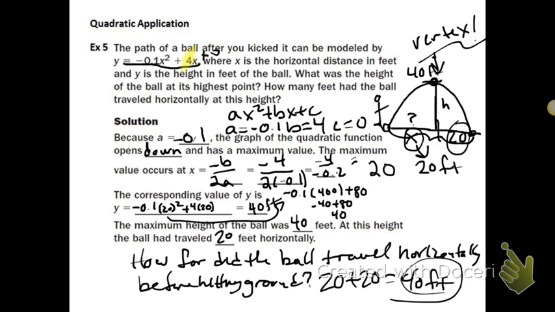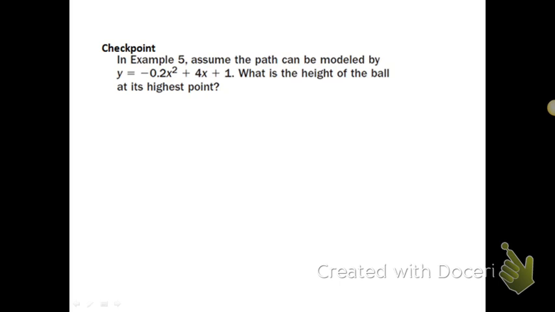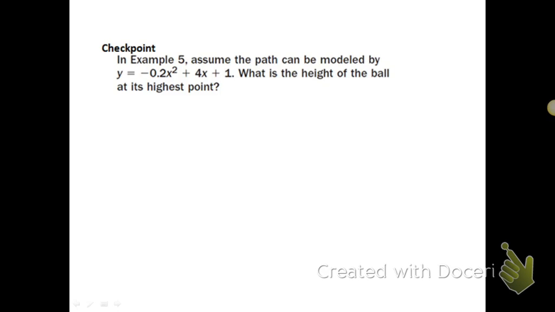Let's do one last problem. In example 5, assume that the path can be modeled by this new equation. What is the height of the ball at its highest point? So again, we kicked the ball and it traveled the path of a parabola.